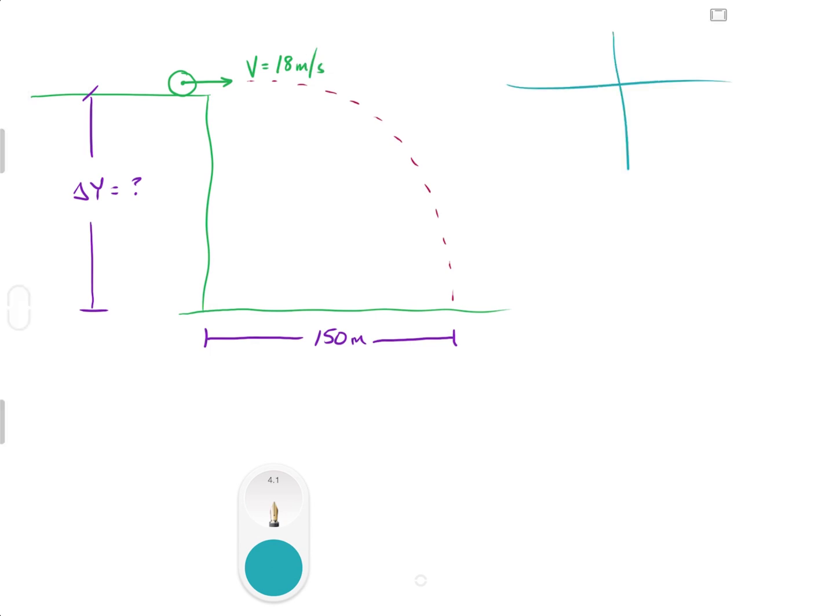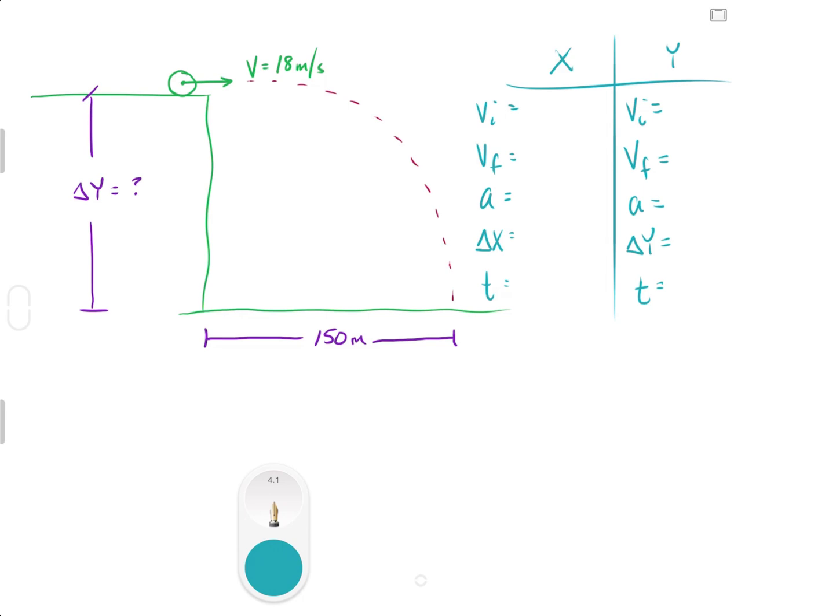All right, so I'm going to make my XY table here. I generally do this for each question. It takes a little bit of time, but makes things quite a bit easier to analyze. All right, this is a horizontal launch, so I know right off the bat 0 for the vertical, and all 18 is applied in the horizontal because that's how it was launched. 0 acceleration horizontally, negative 9.81 because we can again assume this is Earth. In this case, I know it travels 150 meters in the X direction.